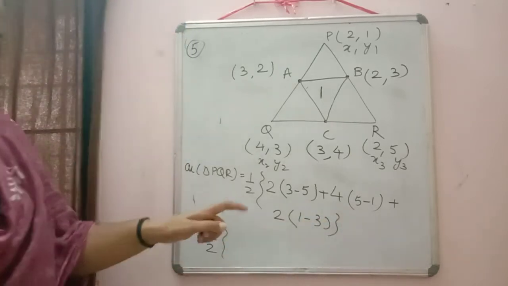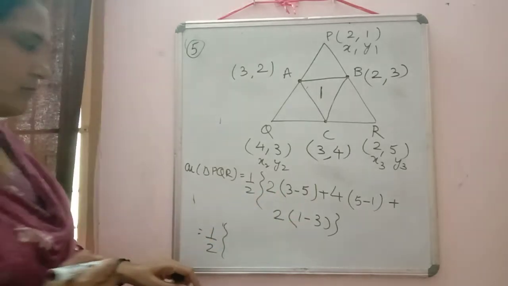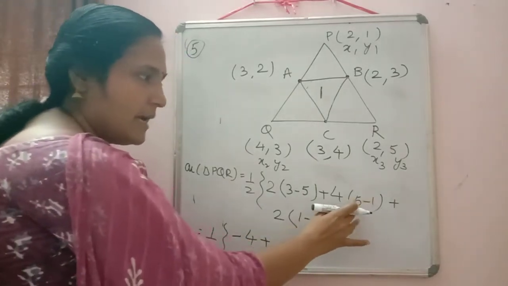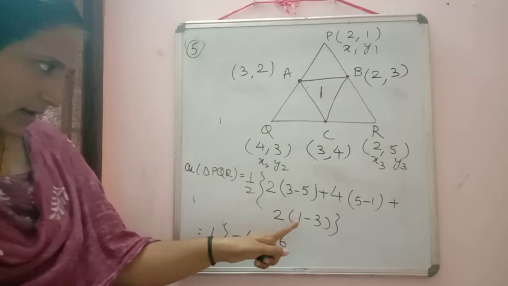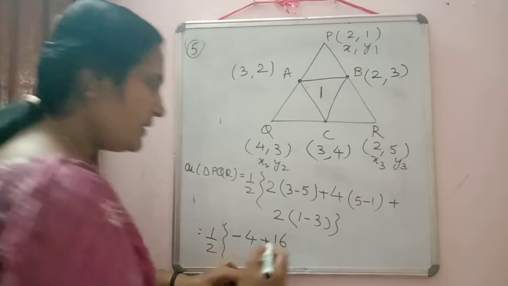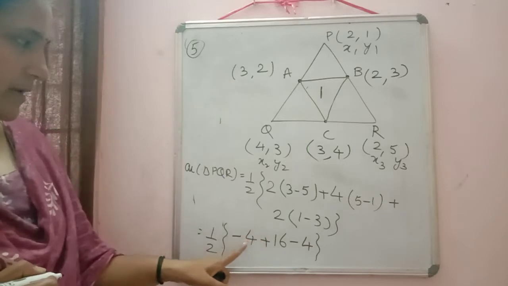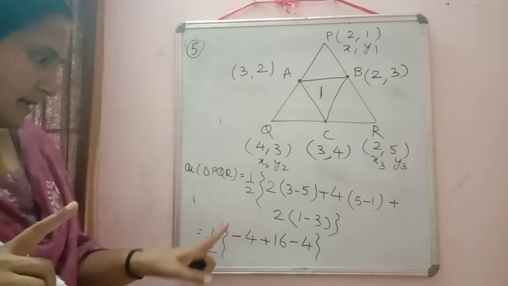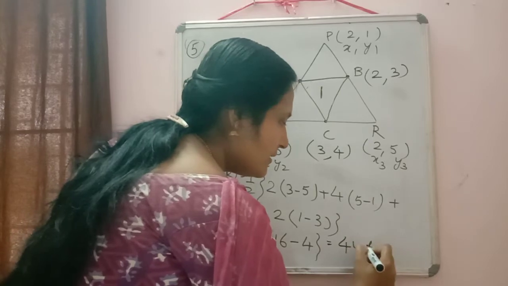Half into 3 minus 5 will be equal to minus 2. And minus 2 into 2 will be equal to minus 4. Plus 5 minus 1, 4. And 4 into 4 will be equal to 16. Here 1 minus 3 will be equal to minus 2. And minus 2 into 2 will be equal to minus 4. Now minus 4 will be equal to minus 8. And minus 8 plus 16 will be equal to 8. And 8 by 2 will be equal to, yes, 4 unit square.